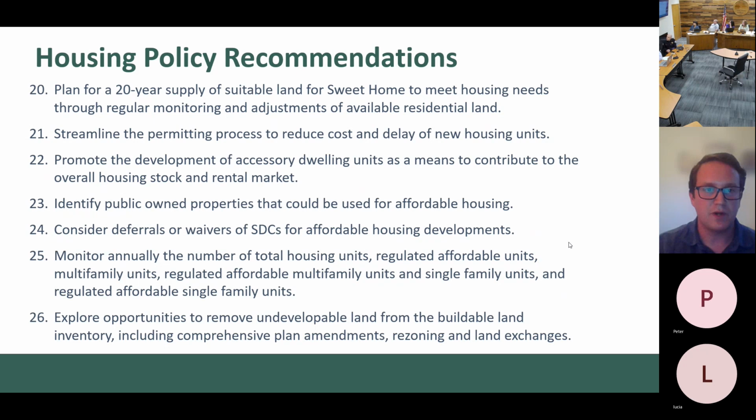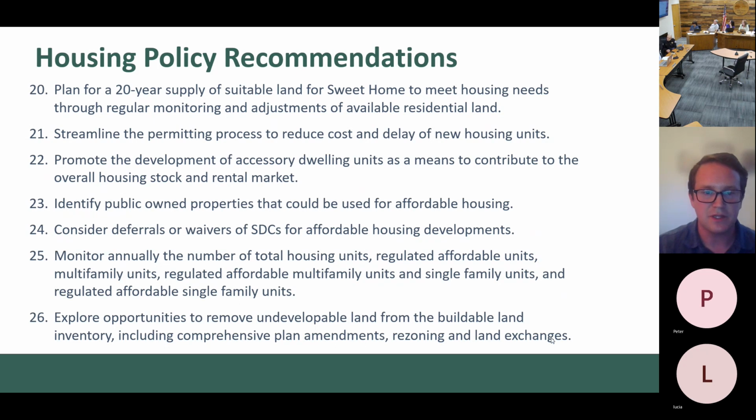20, plan for a 20-year supply of suitable land for Sweet Home to meet housing needs through regular monitoring and adjustments of available residential land. 21, streamline the permitting process to reduce cost and delay for new housing units. 22, promote the development of accessory dwelling units as a means to contribute to the overall housing stock and rental market. 23, identify publicly owned properties that could be used for affordable housing. 24, consider deferrals or waivers of SDCs for affordable housing developments.